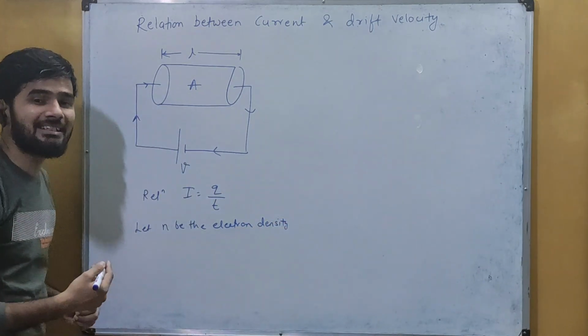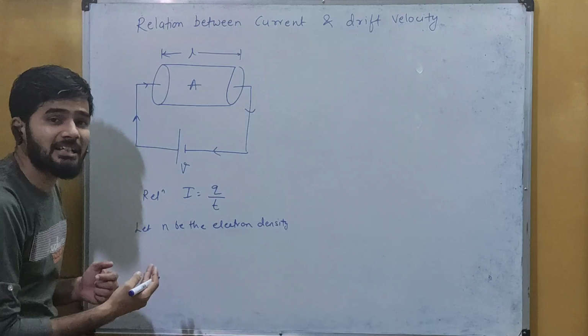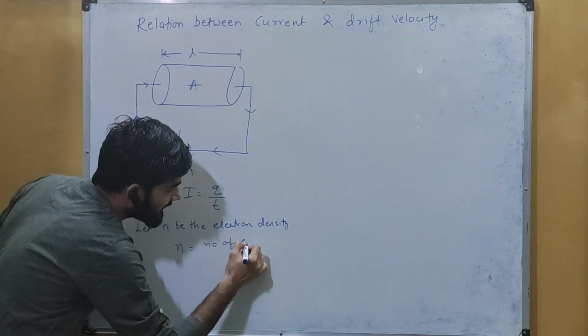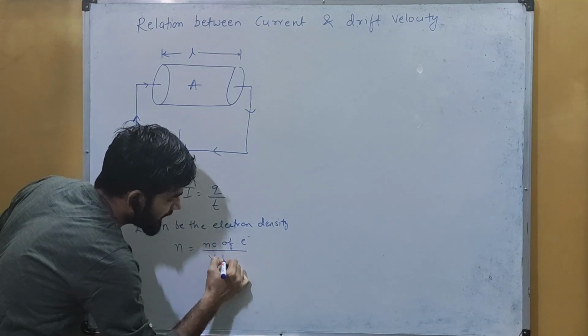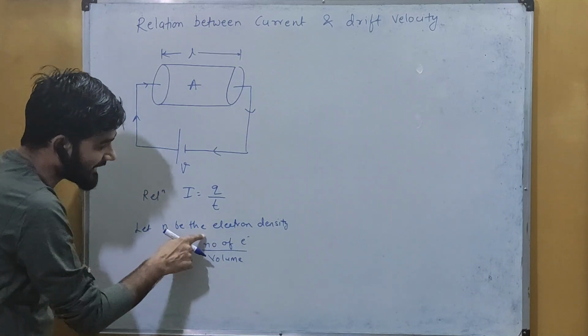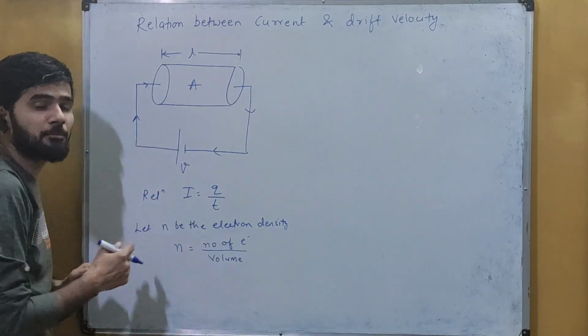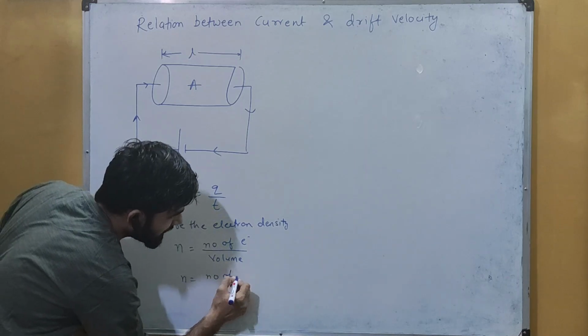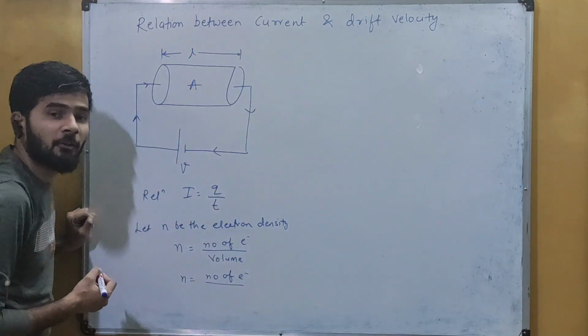Okay, and we are considering that it is the electron density. Now what is the electron density? Here I can write n equals the number of electrons per unit volume. This n represents electron density. Electron density means the electrons which are present in the conductor per unit volume. So I can write n equals number of electrons upon volume.